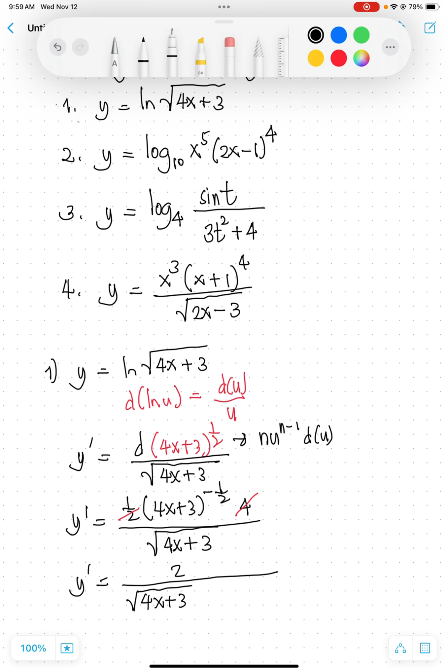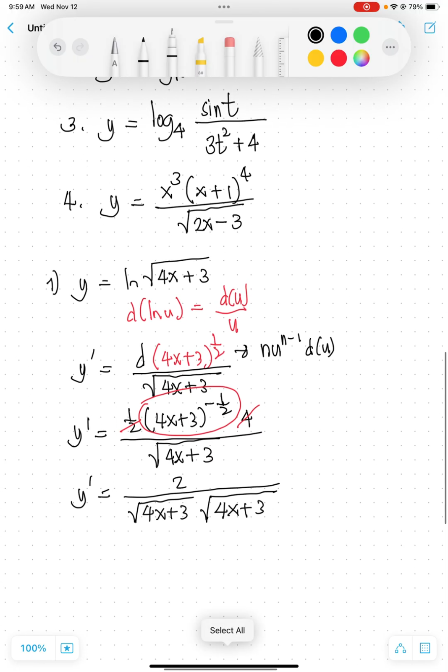And then after that, we are going to bring down this 4x plus 3 to the negative 1/2. If we do that, we'll have 4x plus 3 to the 1/2, and 4x plus 3 to the 1/2 is also equal to square root of 4x plus 3. So we'll have y prime equals 2 divided by square root of 4x plus 3 times square root of 4x plus 3, which is 4x plus 3. So this is now the answer.